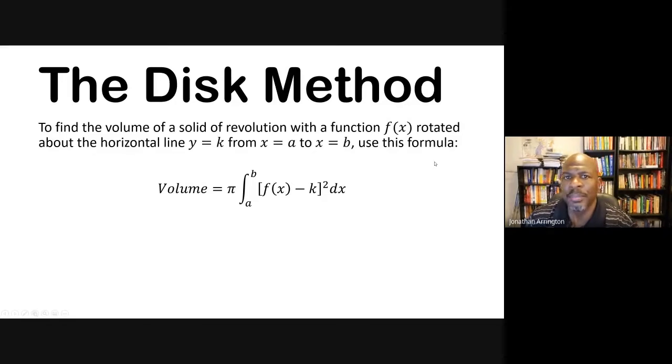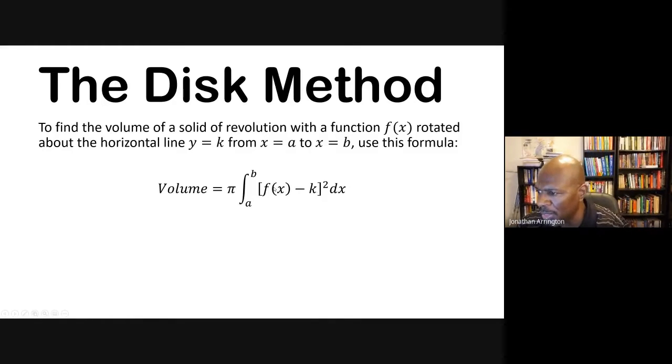So this is how the new formula looks in this case. It reads, to find the volume of a solid of revolution with a function f of x rotated about a horizontal line y equals k from x equals a to x equals b, we use this formula. And you can see the difference is we're taking f of x minus k squared versus just f of x squared. We still have the pi. Everything else is the same. The only difference is we're going to do f of x minus k squared.